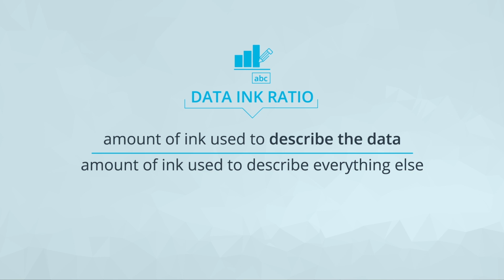This means that a large amount of the ink in the visual is being used to actually describe the data, while a low data to ink ratio suggests that you are using ink that is added for other purposes rather than describing the data. These elements should be removed. Let's take a look at an example.